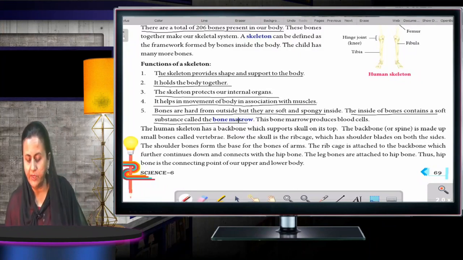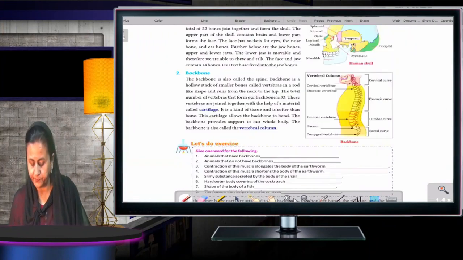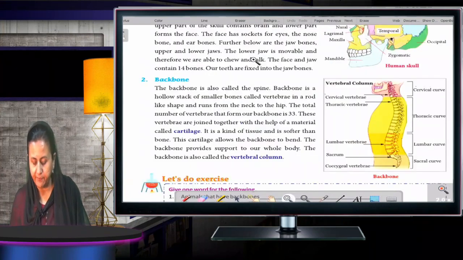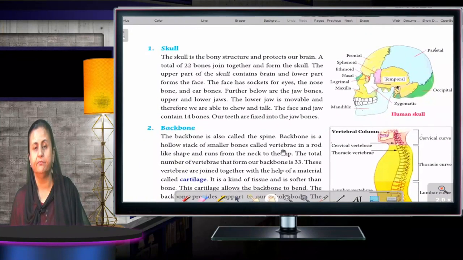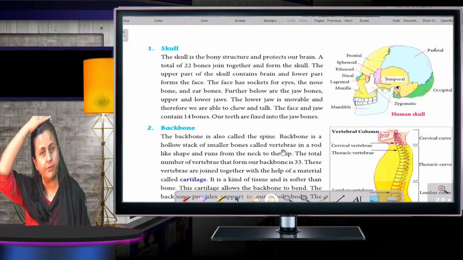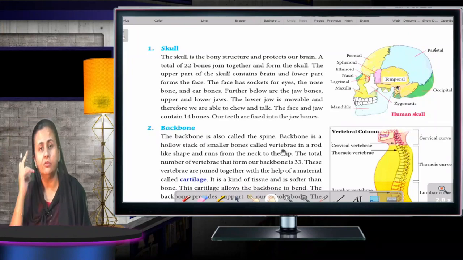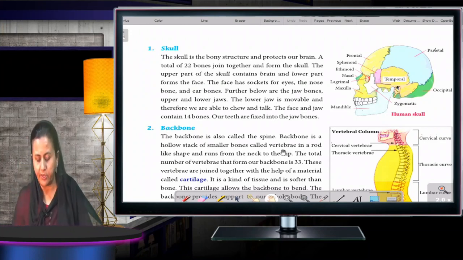Okay, now moving to the next one. Here you can see. Okay, the first is the skull, where the whole body is divided into 4 parts. We will start from the top. This is the skull. Now, what is the function of the skull? First, it is protecting the brain. Okay, the whole skull is divided into 2 parts, the upper and the lower part. The upper part is protecting the brain, and the lower part forms the face.